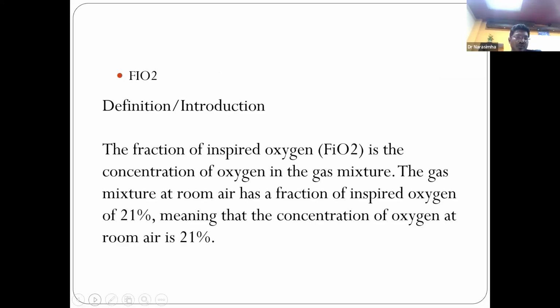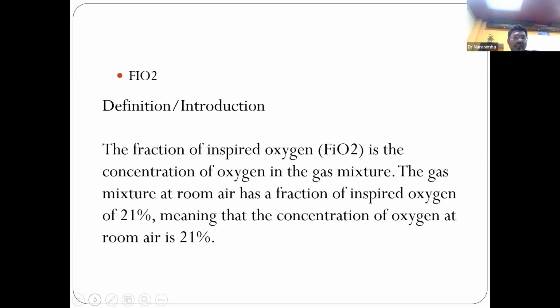So what is FiO2? We keep on increasing FiO2 from 21 to 25, 30, 40 based on the child's saturation. First we need to know what FiO2 is: the fraction of inspired oxygen, the concentration of oxygen in the gaseous mixture. When there's a gaseous mixture, what fraction of it is oxygen? In room air, generally 21% is the fraction of oxygen present in the gaseous mixture. So it is how much oxygen is there in the gaseous mixture. That's called fraction of inspired oxygen, FiO2.